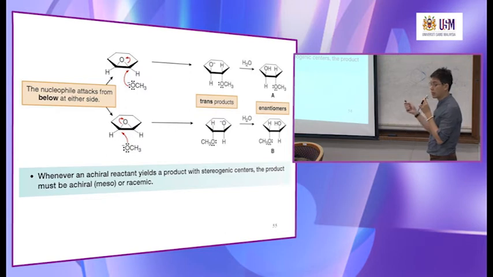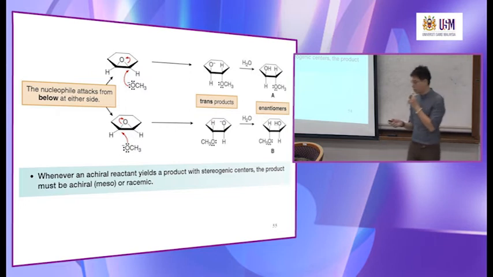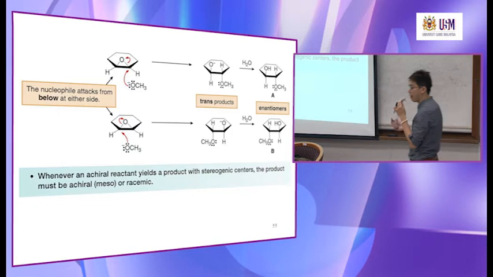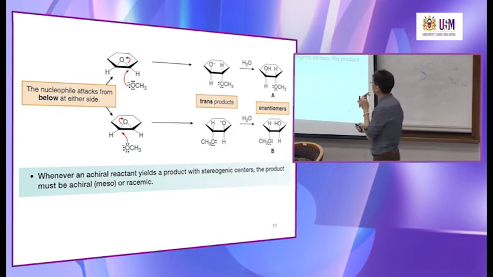In the previous structure, you cannot really see how the nucleophile attacks. Now you can see, because this is in a six-membered ring, the O is pointing up, showing that it is pointing out of the plane. So the nucleophile will attack from below, from either position. Then you will get the racemic enantiomer products. Okay, clear?